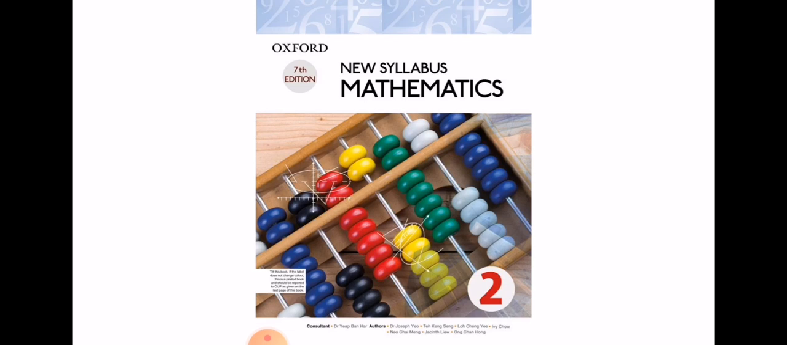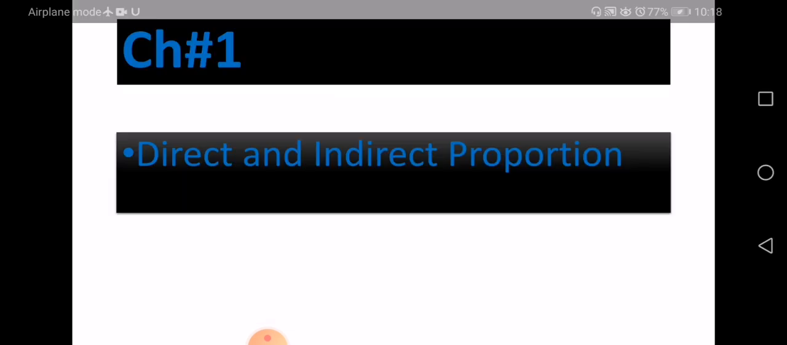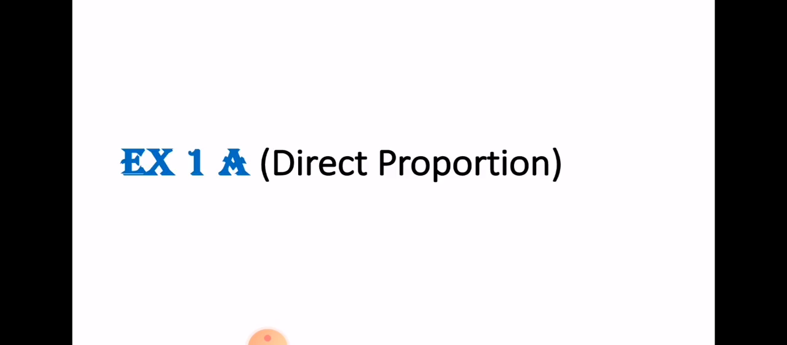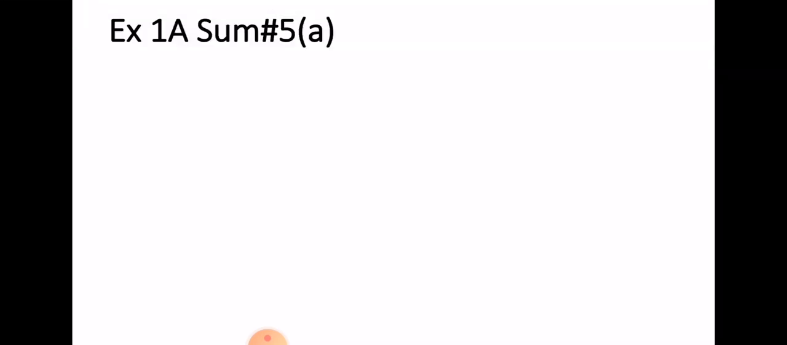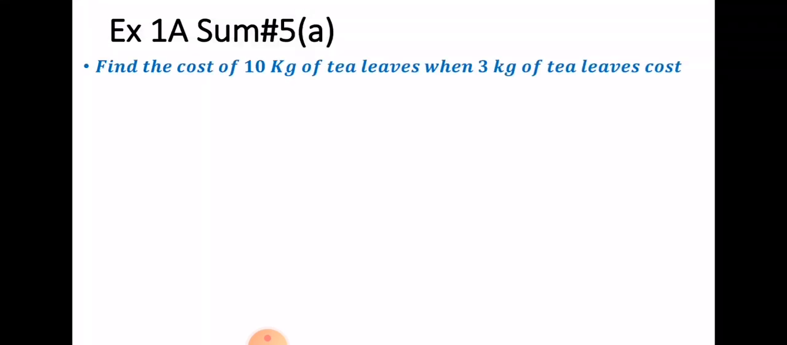So students, let's start with this question. The topic is the same. Chapter number 1, direct and indirect proportion. So exercise 1A, that is related to direct proportion, and question number 5, A part. Find the cost of 10 kg of tea leaves when 3 kg of tea leaves cost $18.